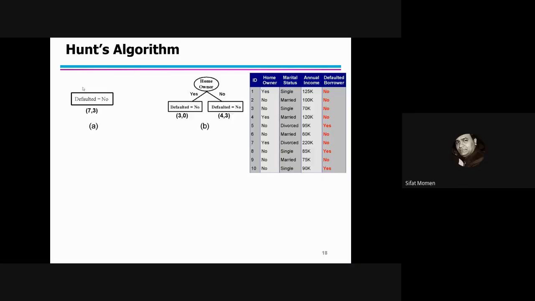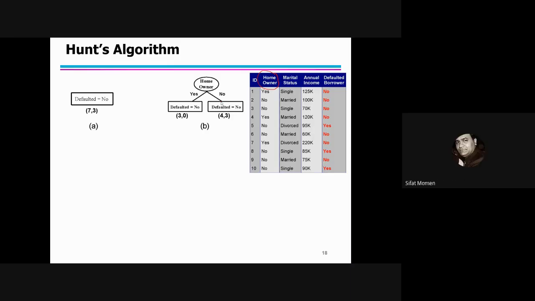Okay, so let's say we are using homeowner as that feature to split it. We're using the homeowner feature to split it. Now what values can homeowner take? It can be yes, it can be no. So homeowner can be yes, homeowner can be no. Is that okay?